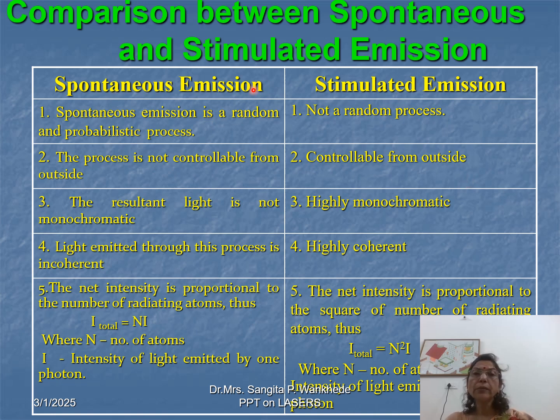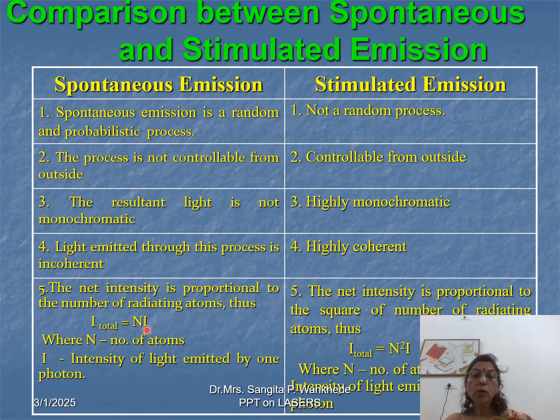Now, what is the difference between spontaneous emission and stimulated emission? Spontaneous emission is a random process; stimulated emission is not. Spontaneous emission is not controlled from outside; stimulated emission is controllable from outside. In spontaneous emission the resultant light is monochromatic but incoherent, but in stimulated emission the resultant light is highly monochromatic and highly coherent.